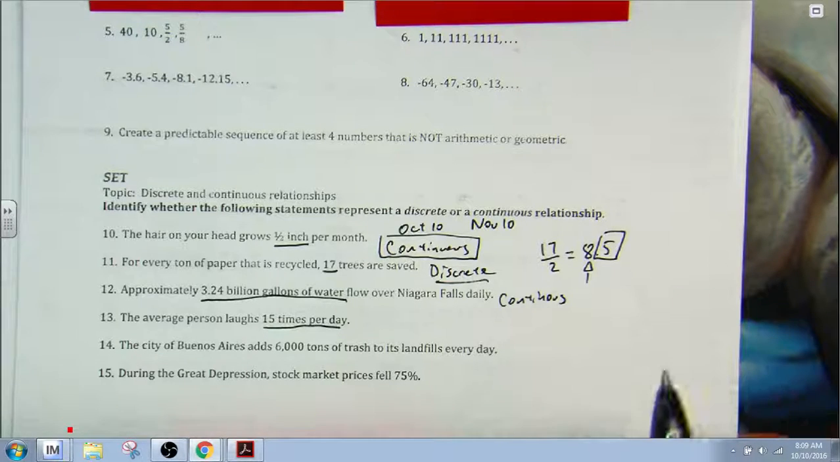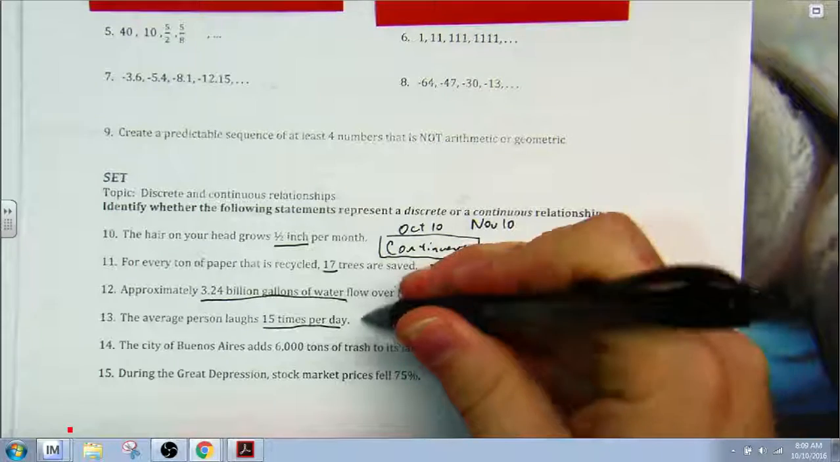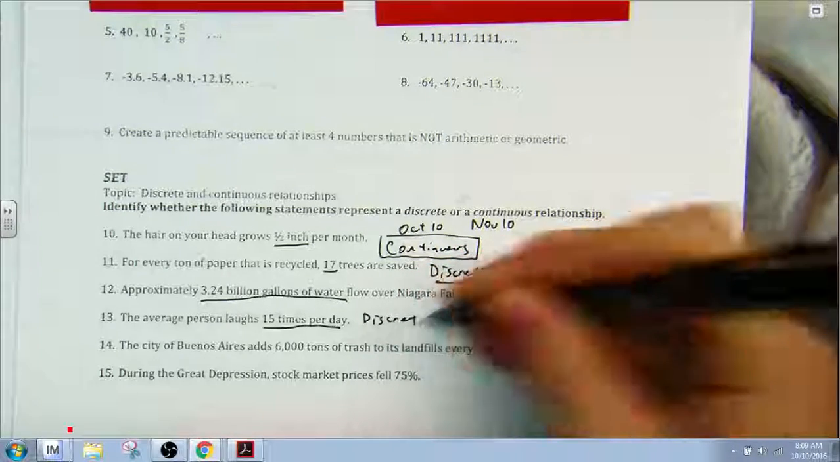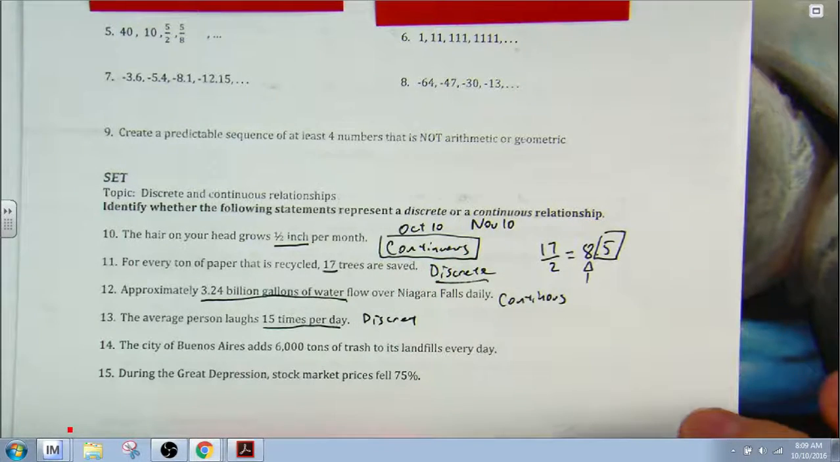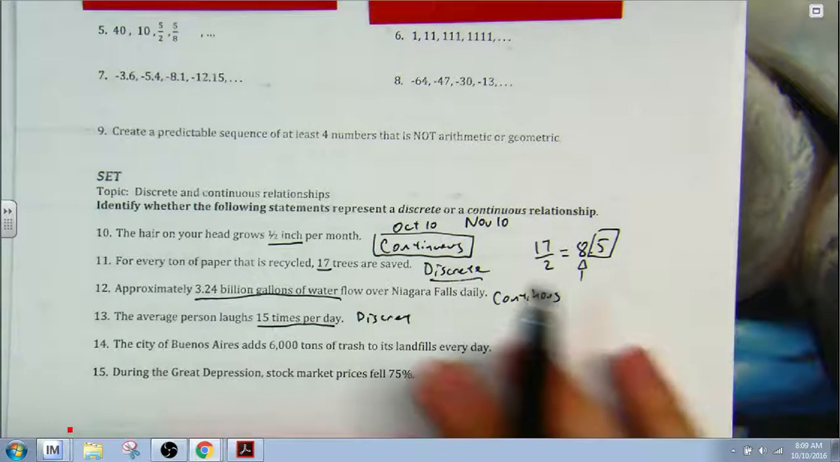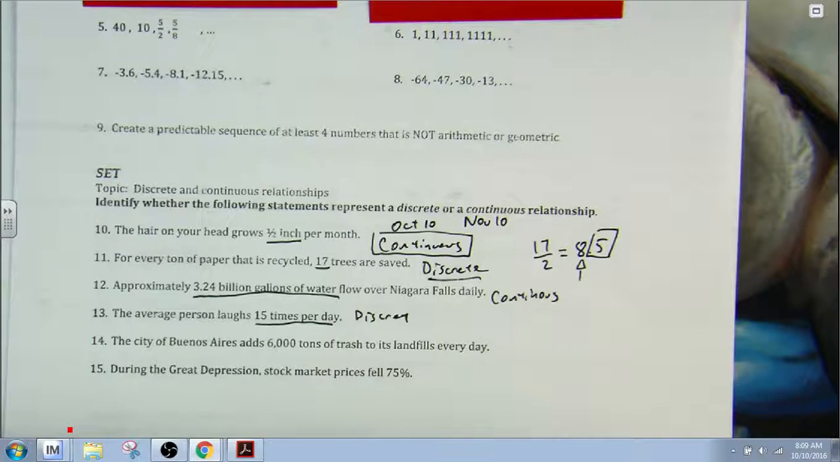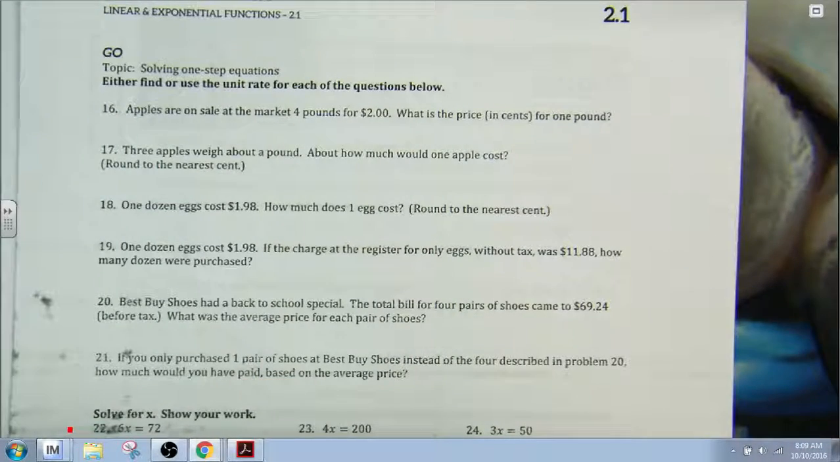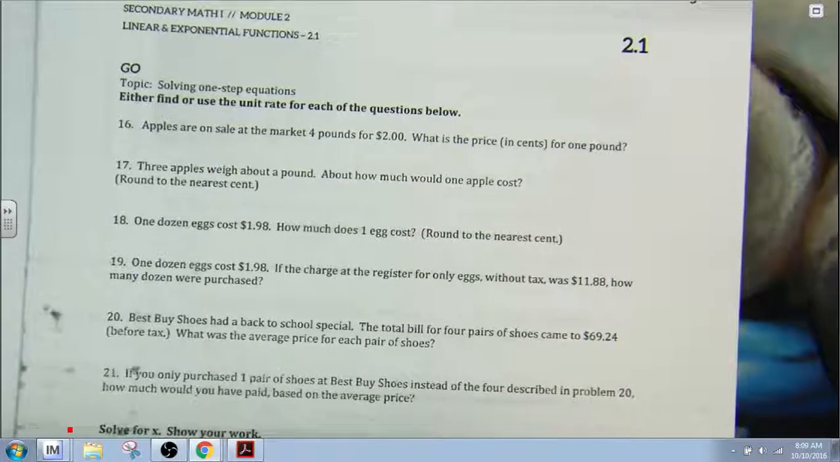Okay, the average person laughs 15 times per day. We can't really do a half laugh. So this is going to be a discrete relationship, right? I mean, I guess you could do a half laugh, like if you didn't really think it was funny, but you understand the point. So those are going to be our differences between discrete and continuous relationships. All right, let's move on to the final section, the go.